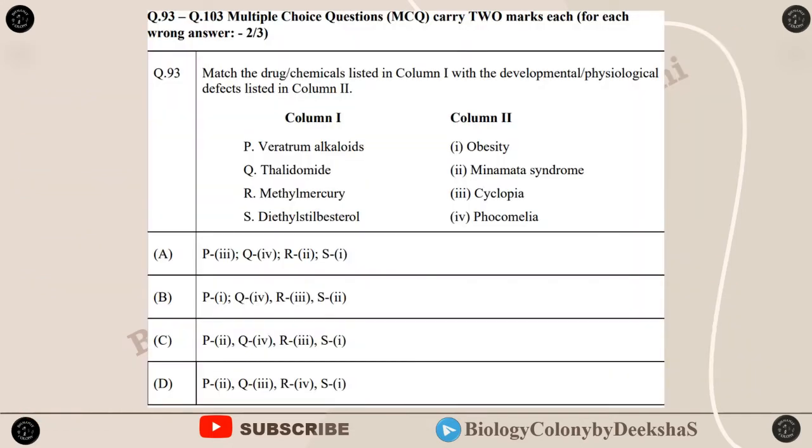Okay, so next we have match the following. Match the drugs/chemicals listed in column 1 with the developmental/physiological defects listed in column 2. First is veratrum alkaloids. It causes cyclopia. Then thalidomide. It causes phocomelia. Then we have methyl mercury. It causes Minamata syndrome, while diethylstilbestrol causes obesity. So the first option is correct.